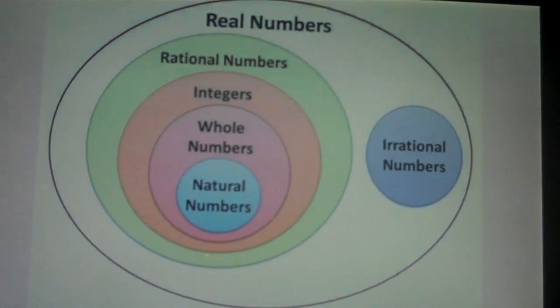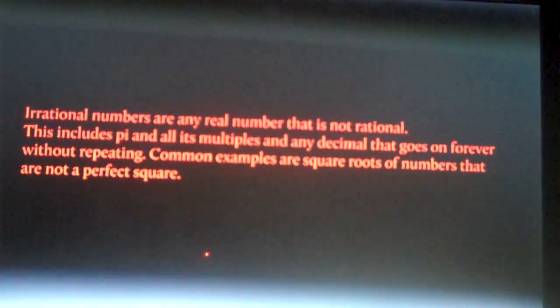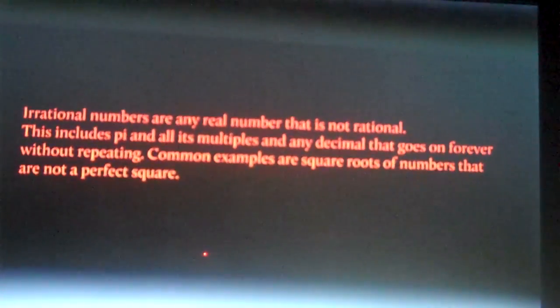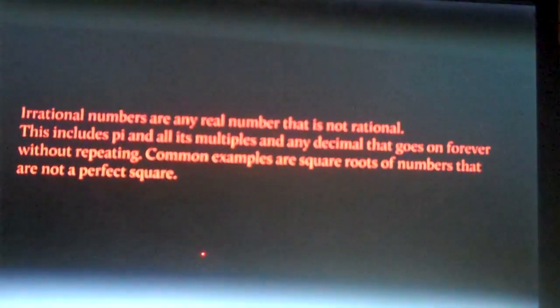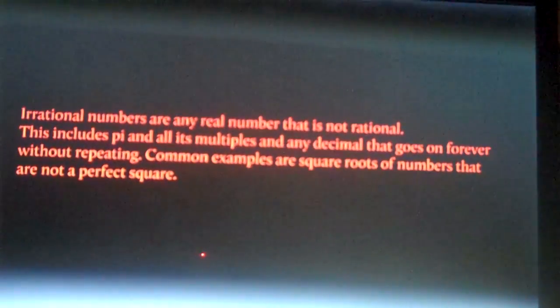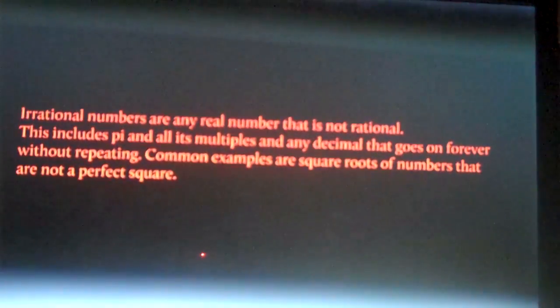And then over on the right you see irrational numbers, which have no subgroups. That's just all other real numbers, any real number that's not rational. This includes pi and any multiples like 2 pi or 3 pi or 4 pi, any of those. And any decimal that goes on forever without repeating. So if you see a decimal that has ... at the end, that means it goes on forever. And if it doesn't have a bar over it, then it's not a repeating decimal.